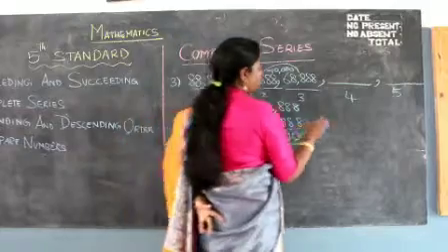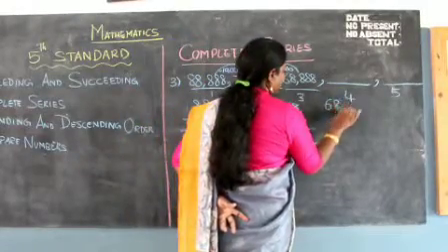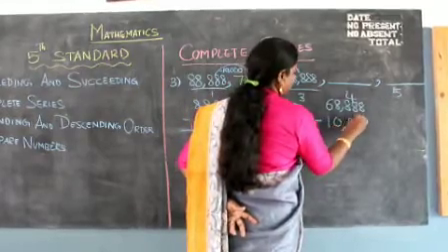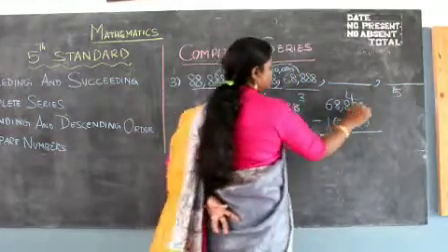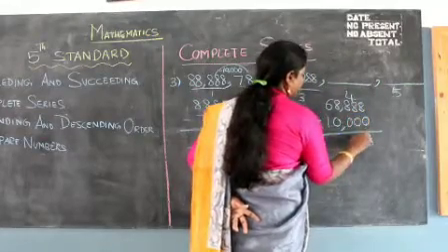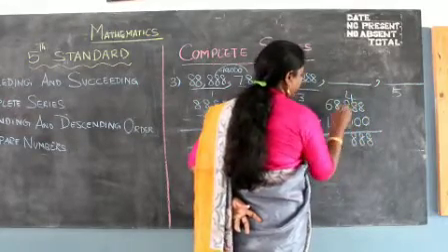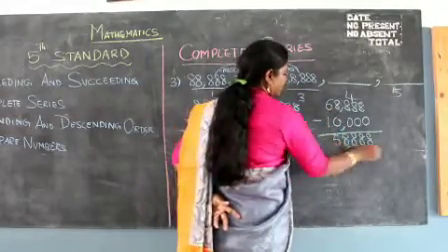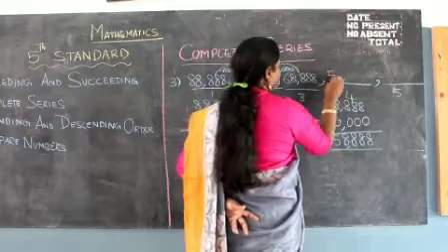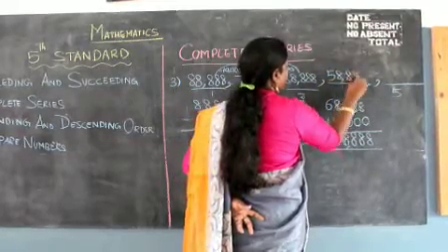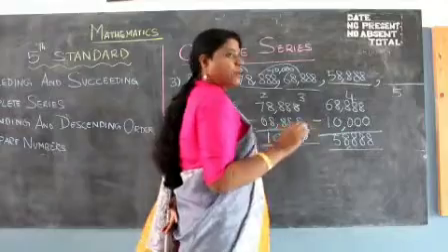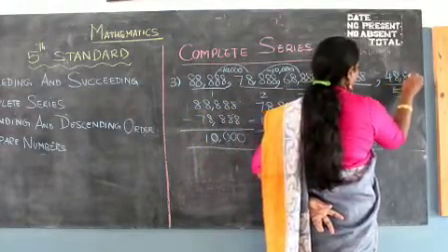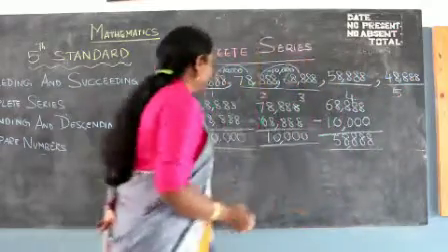Okay, so what we are going to do now? 68,888 minus 10,000. Okay, 8 minus 0 is 8. 8 minus 0 is 8, and 6 minus 1 is 5. So your fourth number is 58,888. And similarly, if you solve, your next number, which is your fifth number, is 4,888. Okay, you understood, children?